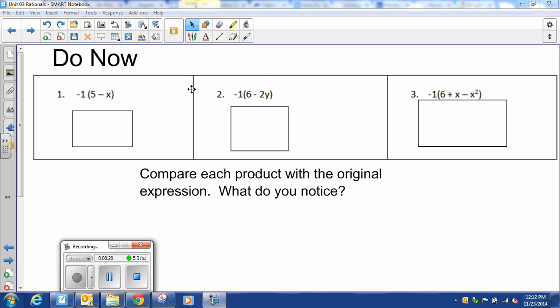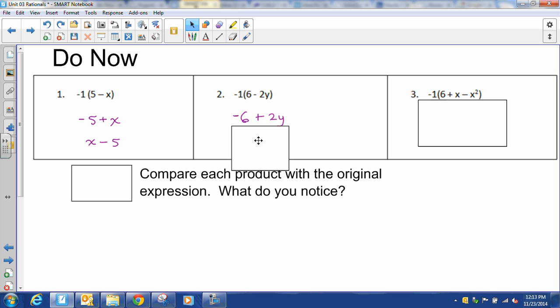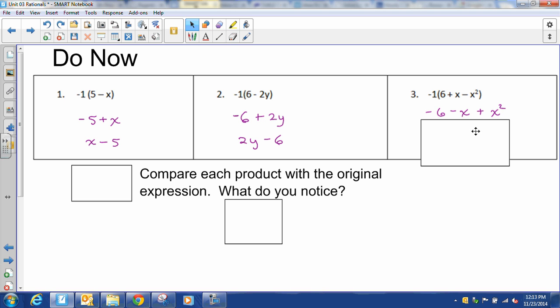So to get warmed up with that, I wanted to show you the opposite of that situation, which is instead of factoring out negative 1, we're going to distribute negative 1. So let's go ahead and distribute negative 1 over this binomial and this trinomial here. We distribute and we get negative 5 plus x. We reorder having highest power first, x minus 5. Over here, this becomes negative 6 plus 2y, giving us 2y minus 6. And finally, negative 6 minus x plus x squared can be rewritten as x squared minus x minus 6.